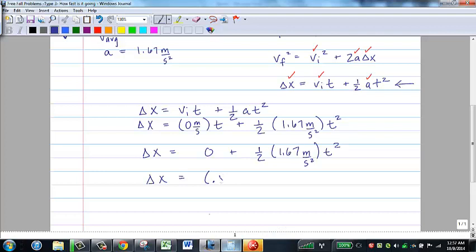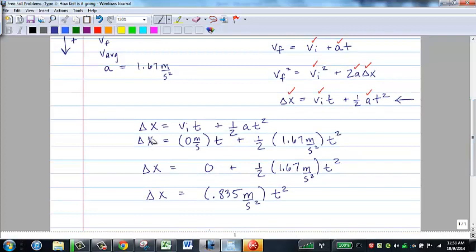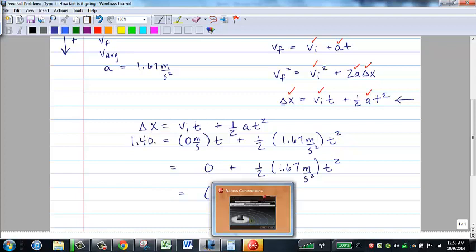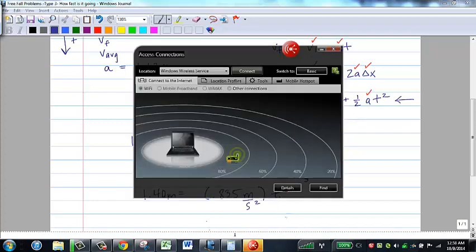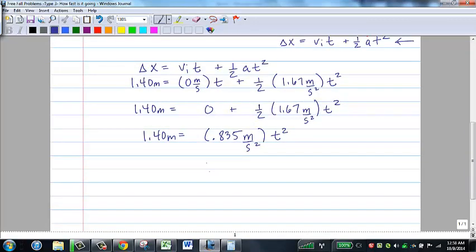0.835 meters per second squared times time squared. Oh, I forgot to put in my distance. I should have done that way back here, right? 1.40 meters. Oops. Okay. So now I'm going to divide both sides of the equation by 0.835 meters per second squared, and that will give me the value of T squared.